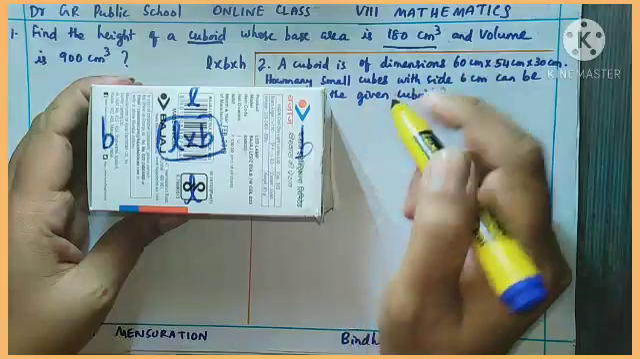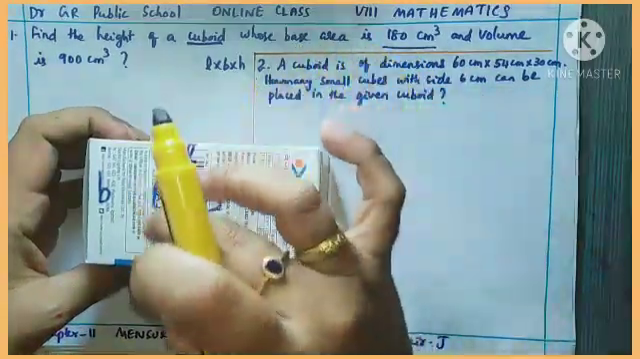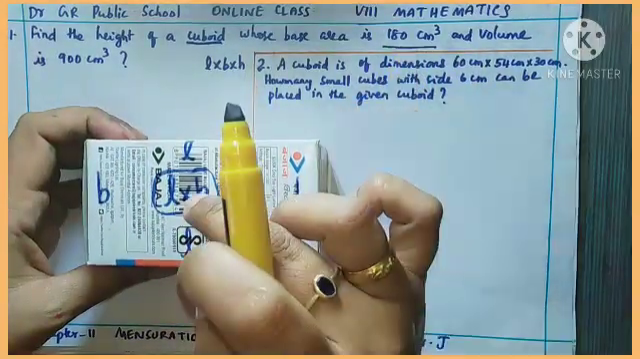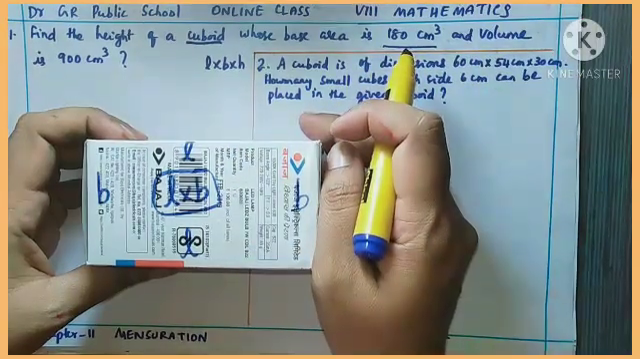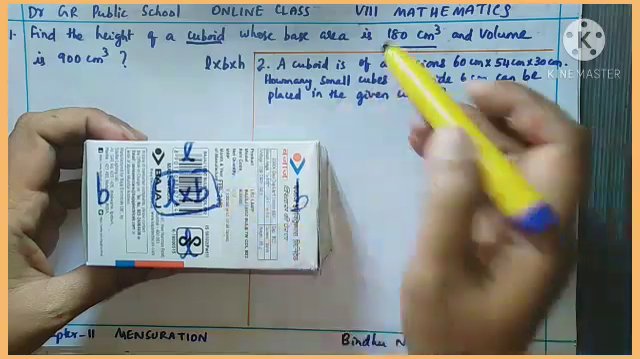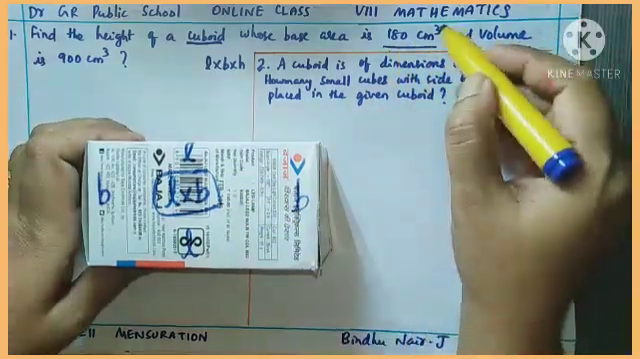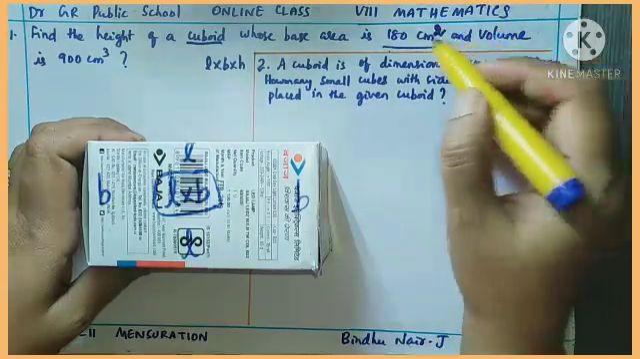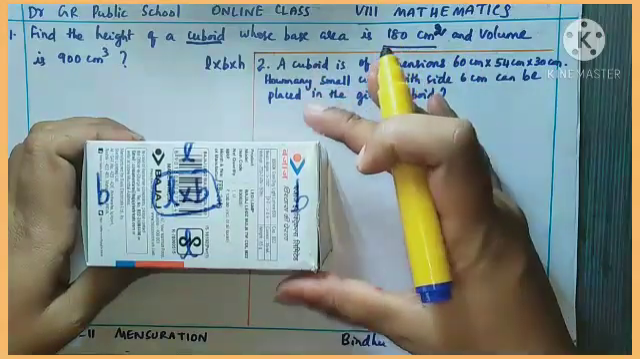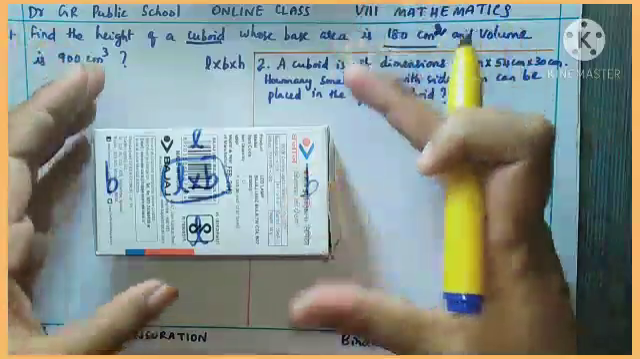So in our problem, base area is given. That means L into B is given. Base area of the rectangle is given here. So you want to use L into B is equal to 180 centimeter square. Okay. Area is always written in square. So that is the meaning of this question. Okay. I hope all of you understood from this shape of cuboid.